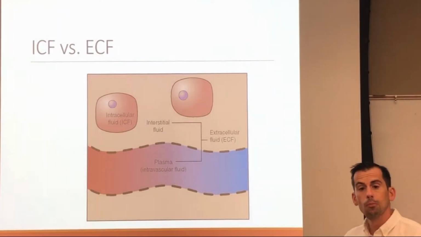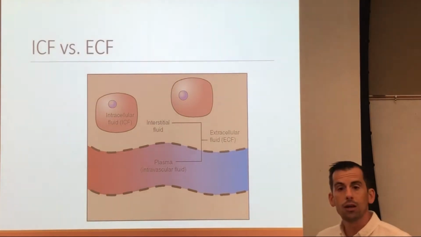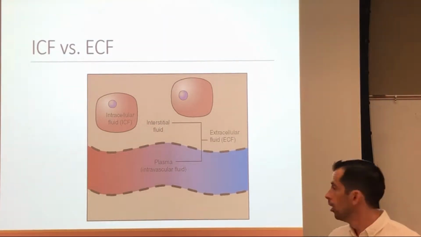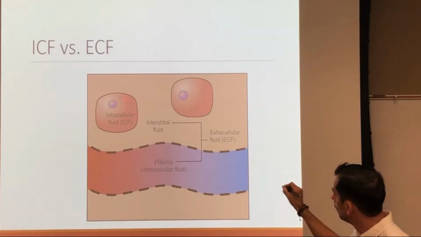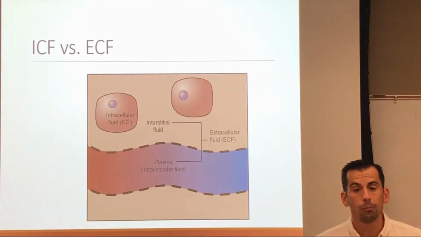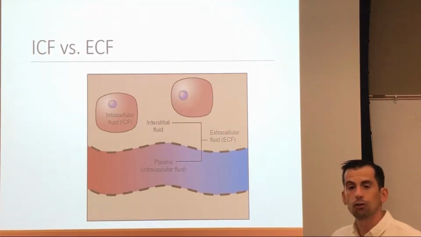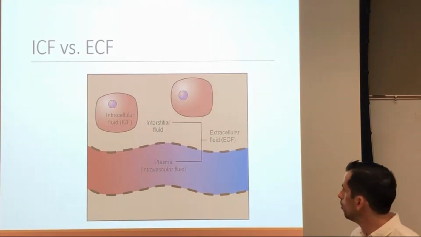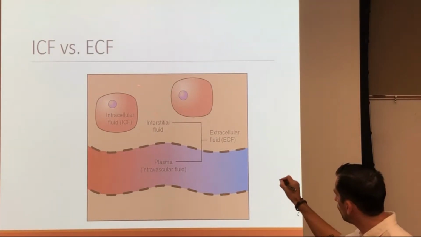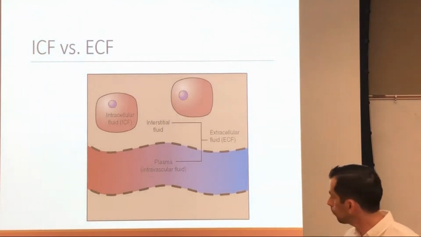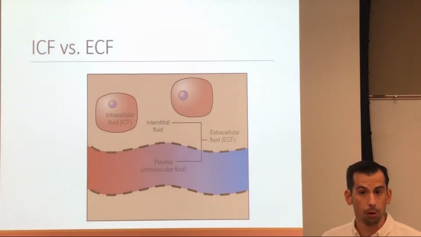Just to recap though, I want to point out where we see our fluid compartments. We have our intracellular fluid, the cytosol, the fluid inside the cell, and then we get our extracellular fluid, which is going to be the sum of the interstitial fluid that we see in between the cells and the plasma that we see make up the blood.